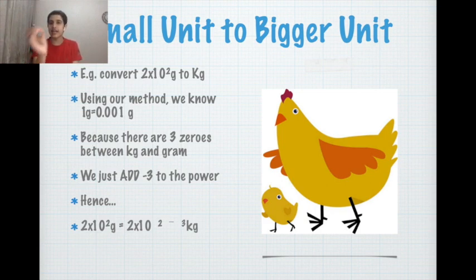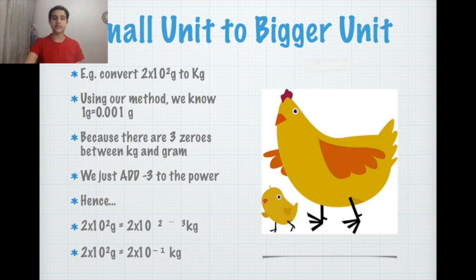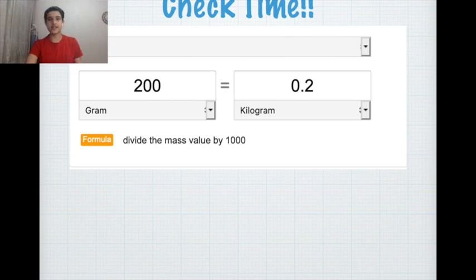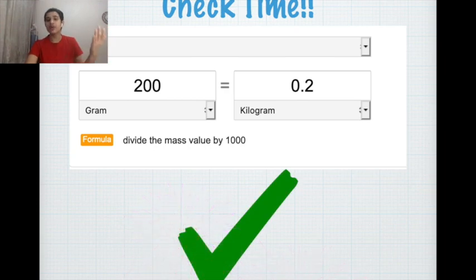It's because we're adding -3, and you can kind of just exclude the addition sign. And I think if you're learning scientific notation, you would know how to deal with negatives and positives. So I hope you understand. Which means 2 minus 3 is -1. So 2 times 10 to the power 2 grams, 200 grams, is 0.2 kilograms. And it's checking time, and boom, it works. It works really well and quick. And you can also do it in your head.